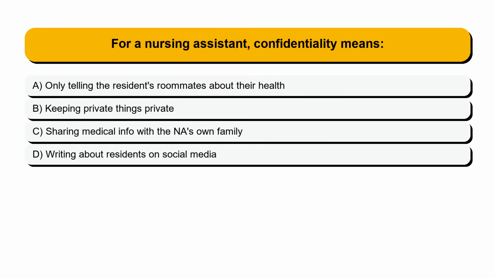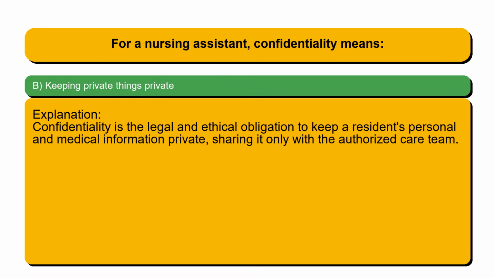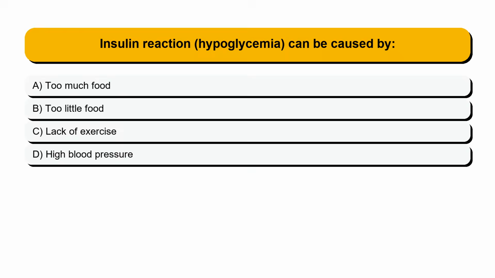Question 35. For a nursing assistant, confidentiality means: Option A, only telling the resident's roommates about their health. Option B, keeping private things private. Option C, sharing medical info with the NA's own family. Option D, writing about residents on social media. The correct answer is option B, keeping private things private. Confidentiality is the legal and ethical obligation to keep a resident's personal and medical information private, sharing it only with the authorized care team.